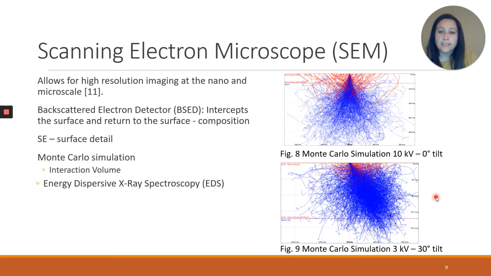So the SEM has the backscattered electron detector, which looks at the composition of the sample, and then the secondary electron detector, which looks at more of the surface detail. For all of the imaging that I did, I used the secondary electron detector. I also learned how to do those Monte Carlo simulations, which allows me to see the interaction volume of the electrons into the substrate that I'm using, into the sample that I'm using. Here to the right are two images looking at how that interaction volume can change depending on the tilt.